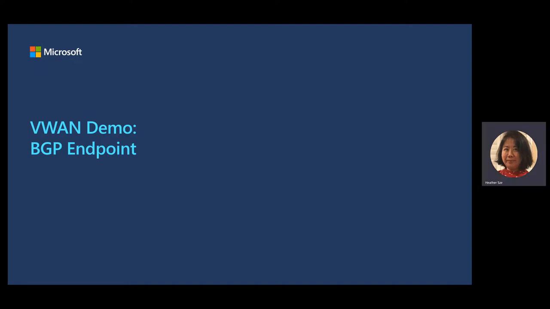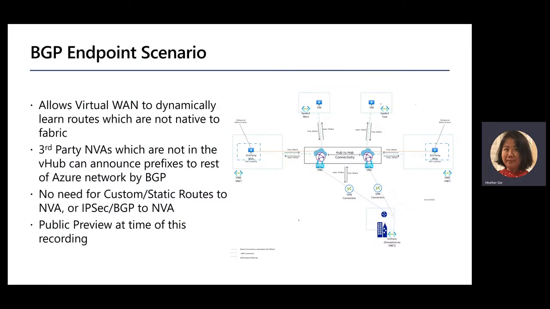In this video, I will walk you through a virtual WAN feature called BGP Endpoint. This feature is in public preview at time of this recording. BGP Endpoint offers the key benefit of allowing virtual WAN and everything connected to virtual WAN to learn prefixes from a third-party NVA by using BGP.